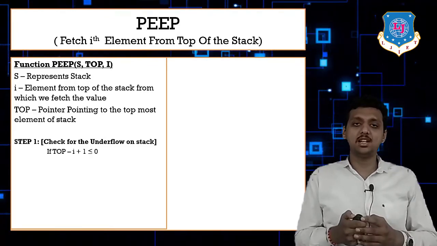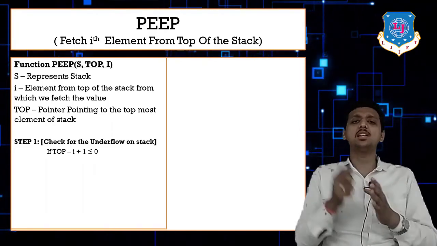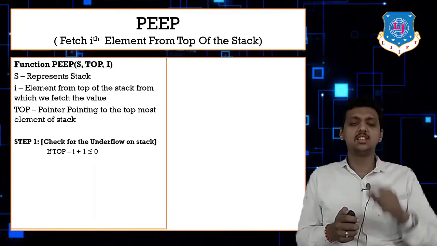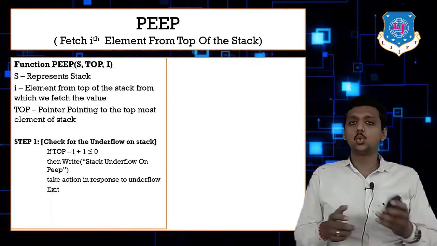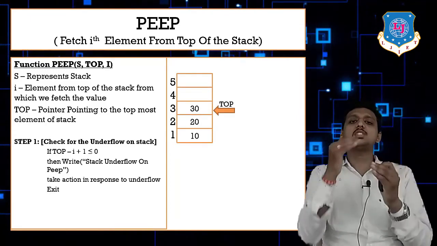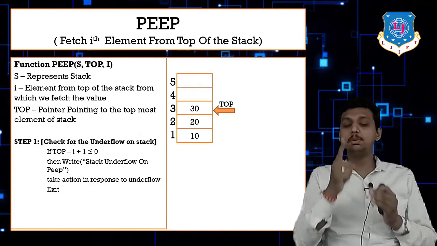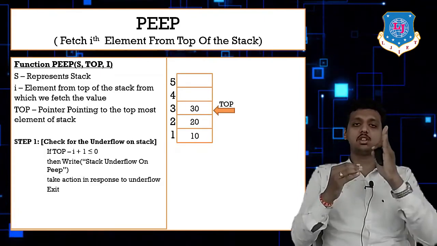Top minus I plus 1 less than or equal to 0. Why is it top minus I plus 1 less than or equal to 0? We'll understand in this particular example. Okay, so now see, this is my stack, students. If I want to fetch the first element from the top of the stack, it becomes 30.